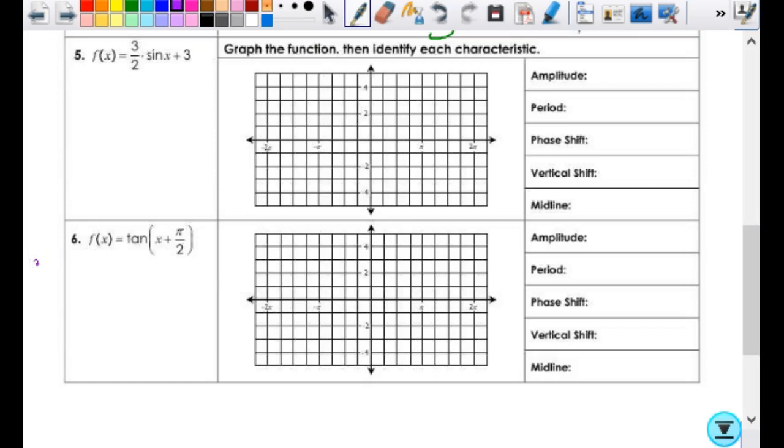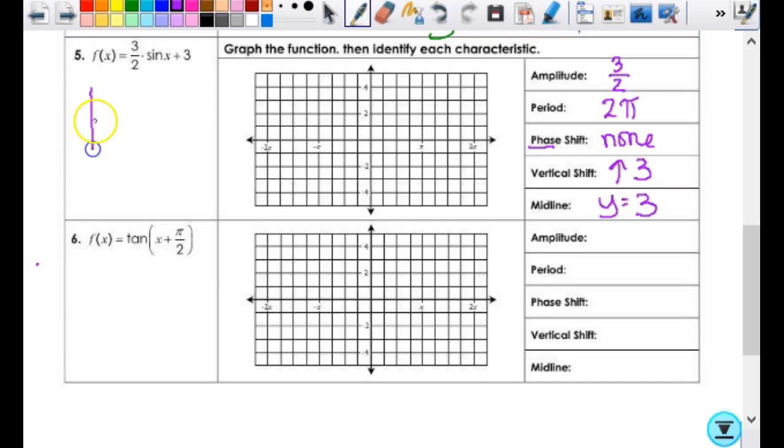It says graph the function, then identify the characteristic of the graph here. So let's here. What's the amplitude? 3 halves. And what is the period? 2 pi, because it doesn't change, right? Do we have phase shift here? The phase shift is none. The vertical shift I do go up 3, which is the midline is y equals 3.